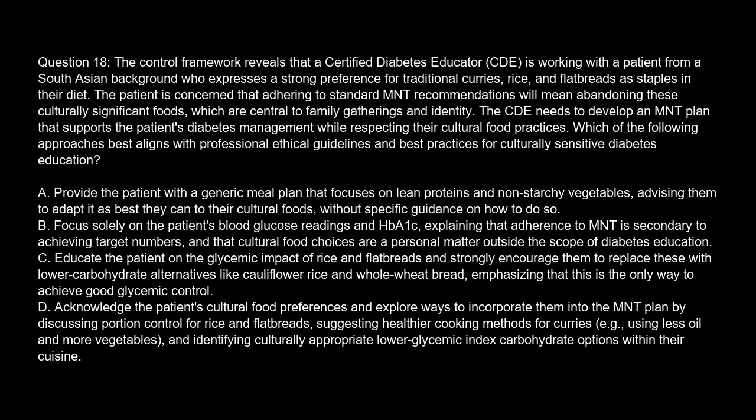Option C. Educate the patient on the glycemic impact of rice and flatbreads, and strongly encourage them to replace these with lower carbohydrate alternatives like cauliflower rice and whole wheat bread, emphasizing that this is the only way to achieve good glycemic control. Option D. Acknowledge the patient's cultural food preferences and explore ways to incorporate them into the MNT plan by discussing portion control for rice and flatbreads, suggesting healthier cooking methods for curries, e.g., using less oil and more vegetables, and identifying culturally appropriate lower glycemic index carbohydrate options within their cuisine.